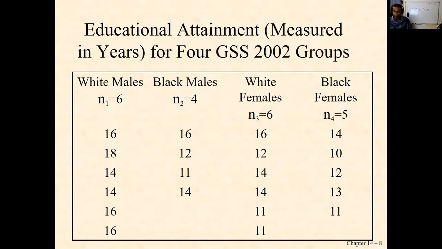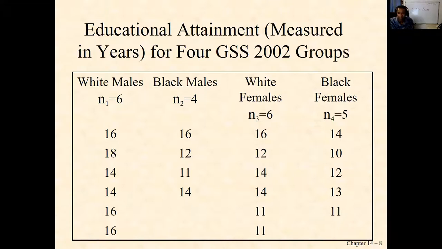Then we go to white females, we do 16, okay? And then we subtract it by the mean, which I think the mean was 13 for white females, okay? So we would do it for each score in the sample, and we subtract it by the mean of that sample.